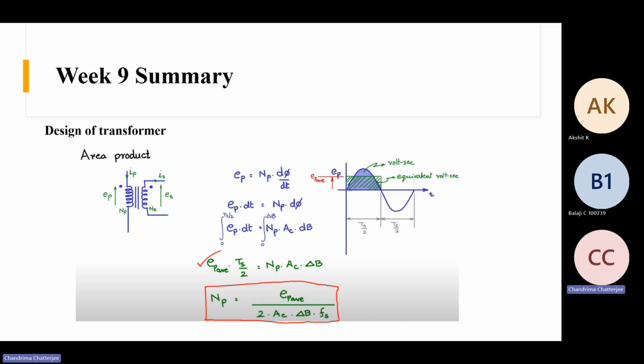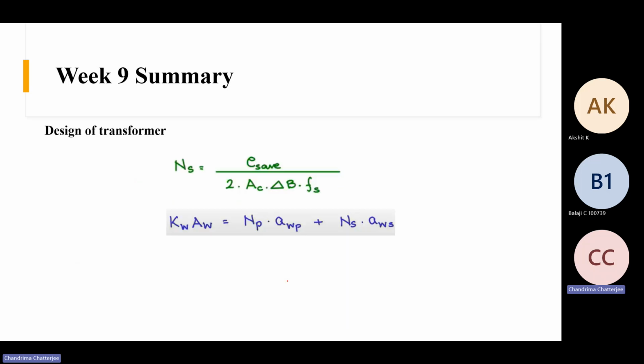As long as this is maintained, we can apply any shape of voltage or any magnitude here. Any magnitude means obviously there will be some restrictions based on other parameters, but it can be of any shape. It can be square also. So there is no problem. This is how we can calculate the primary number of turns. Similarly, we can calculate the secondary number of turns in the same manner.